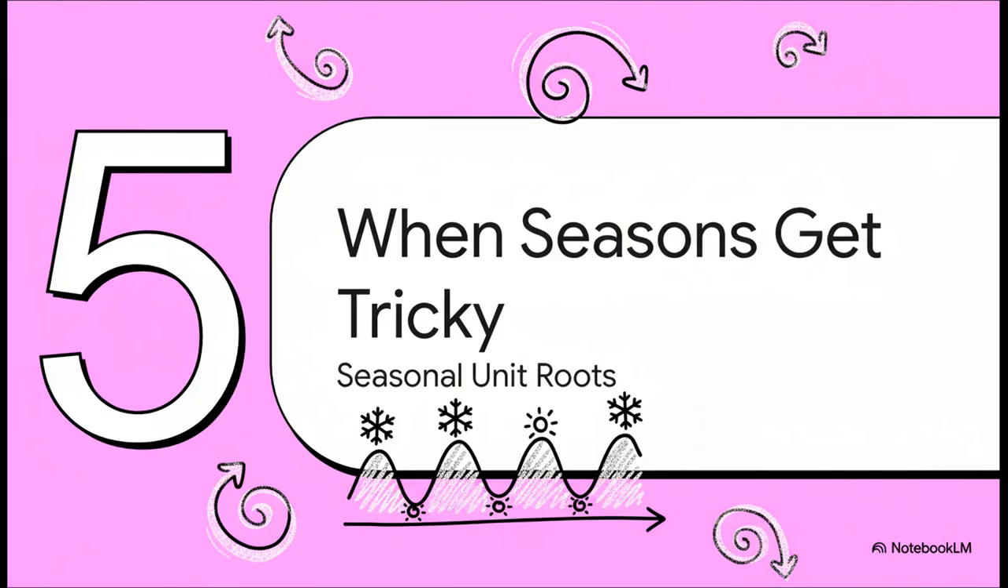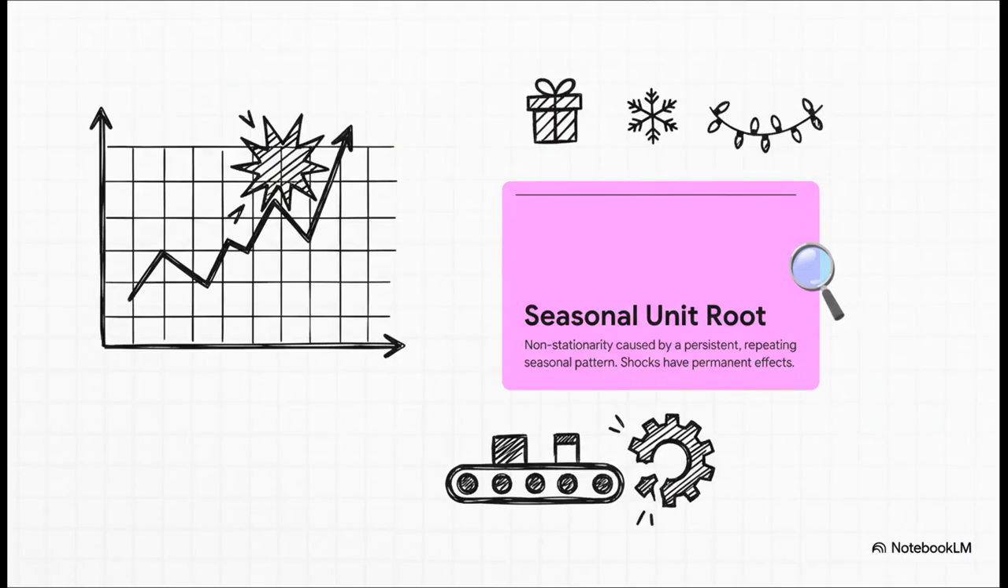But what happens when our data has these repeating cycles? Like retail sales that always peak in the winter. Well, this introduces a much more complex and much trickier kind of culprit. This is what we call a seasonal unit root. The basic problem is exactly the same. Shocks become permanent. But in this case, the shock is tied to the season itself. So imagine a huge supply chain disruption one holiday season. A seasonal unit root means that disruption doesn't just mess up that one year, it could permanently throw off the pattern for every single holiday season from then on.